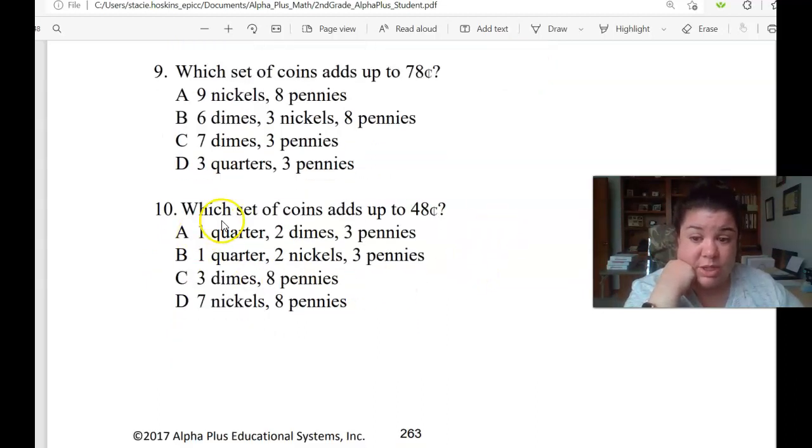All right, last one. Which set of coins adds up to 48 cents? Okay, look through those. Which one's going to add up to 48 cents? Pause the video and figure that out. Did you get A? 25, 35, 45, 46, 47, 48. It is A. Is that what you got?